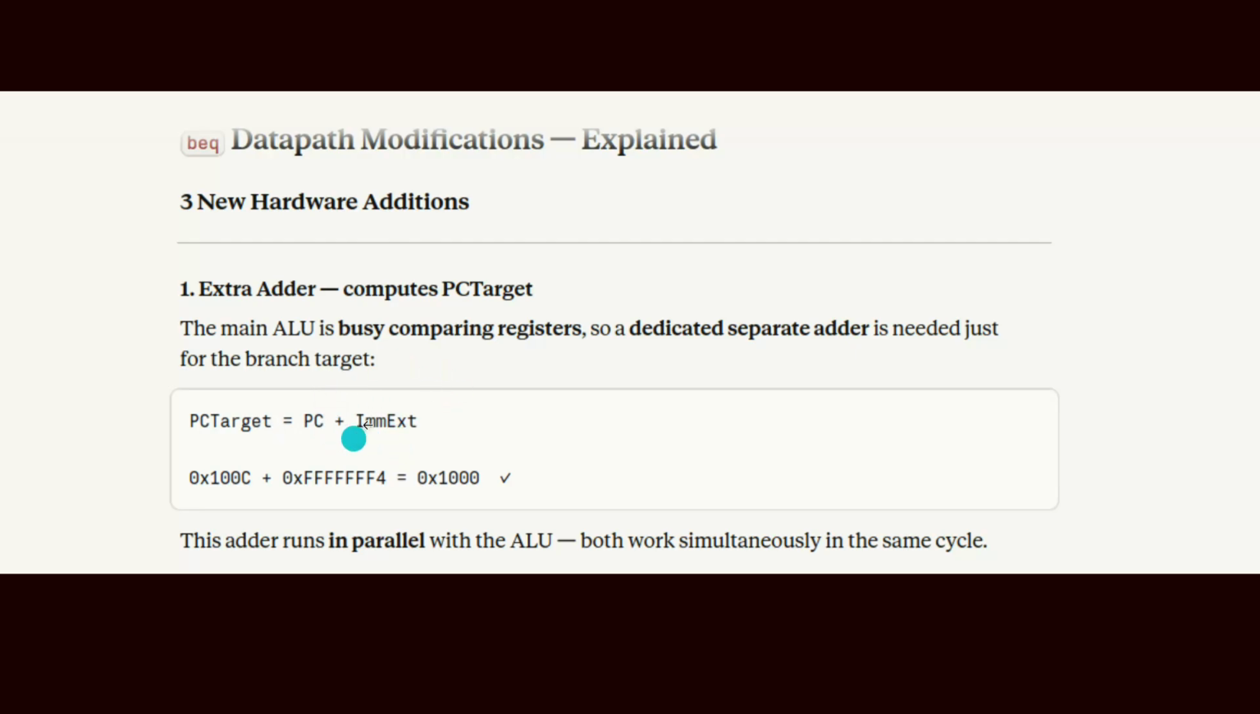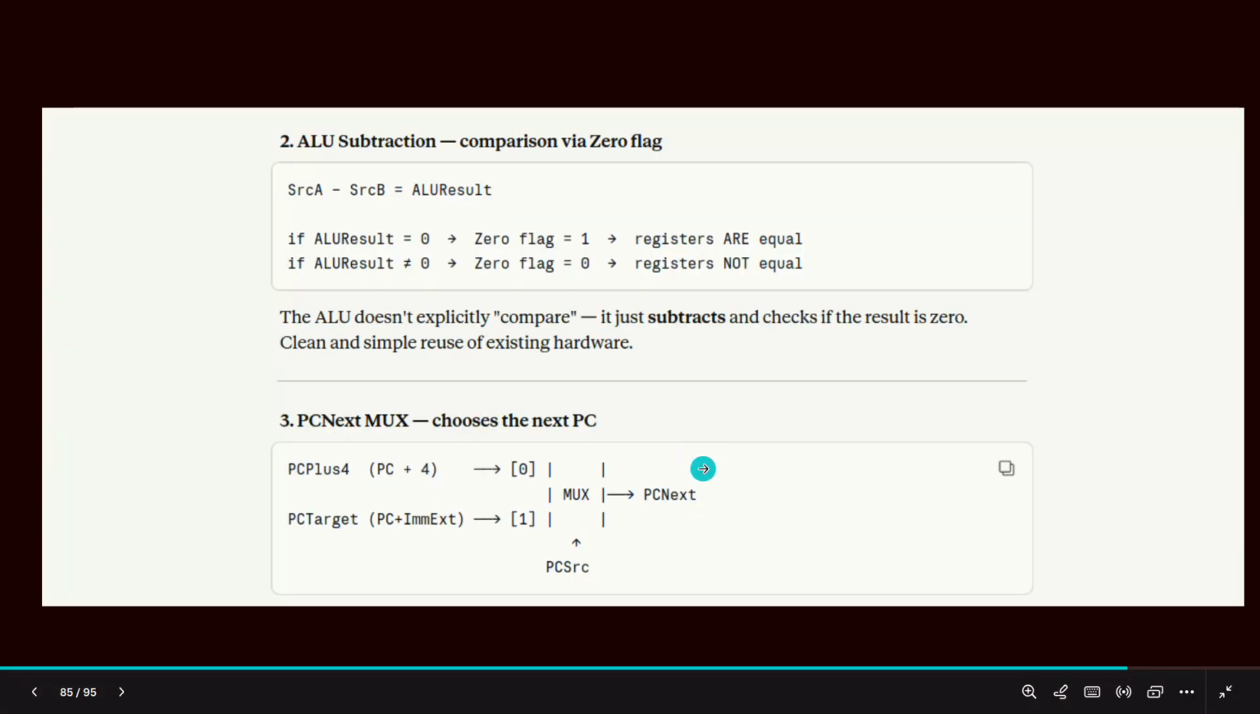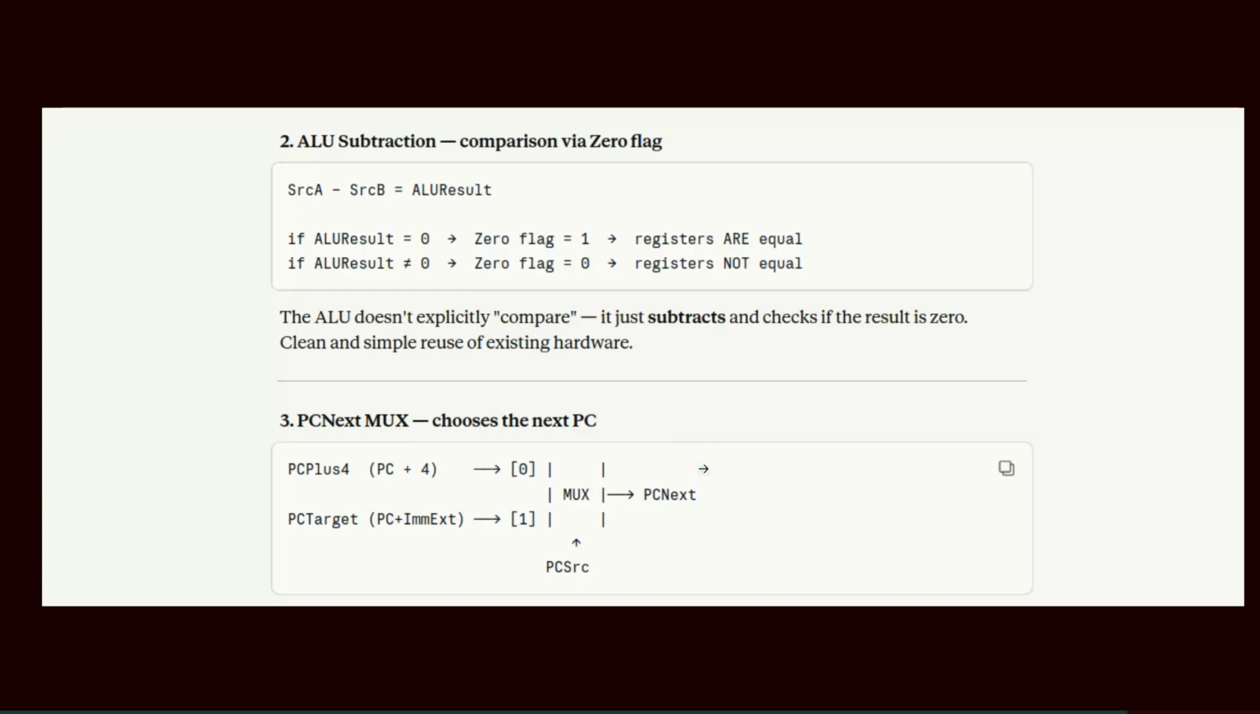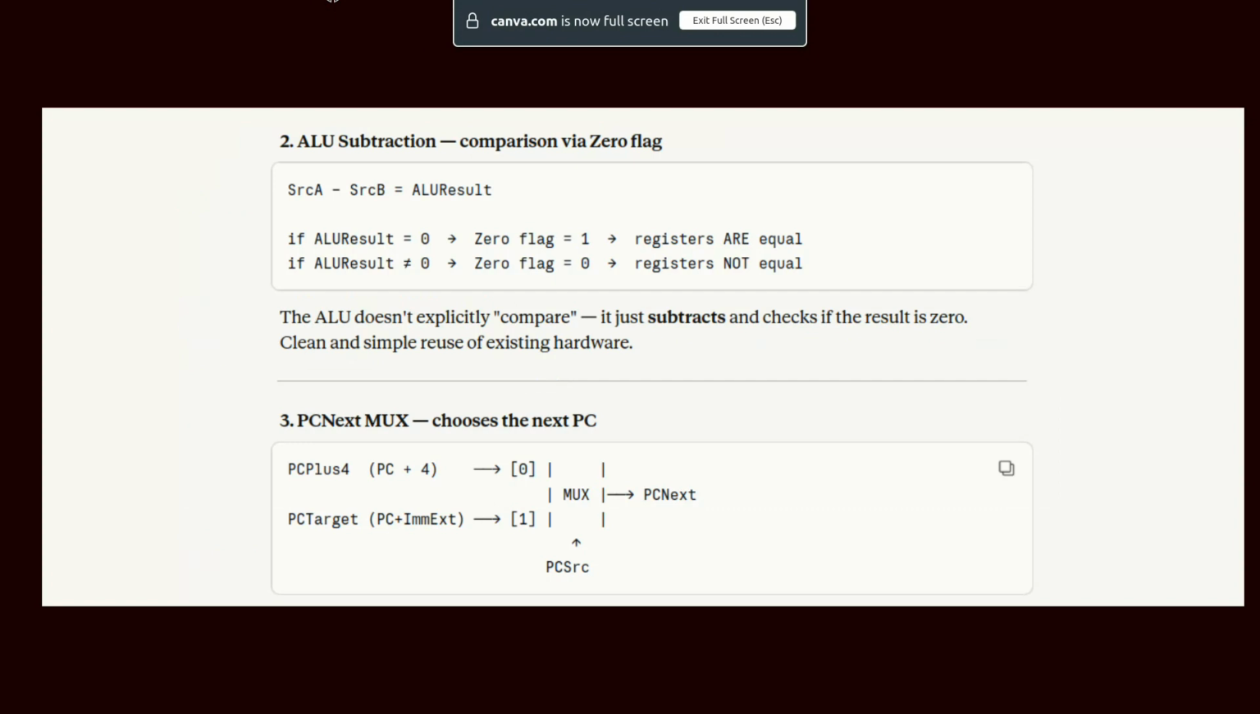In order for this addition to happen, you need an adder, running in parallel with our ALU. You need an adder for addition, and you have the ALU for subtraction. The ALU is used for subtraction, and an extra adder is there for doing this calculation. Now for ALU subtraction, we have already said in the previous video that in the ALU there would be source A and source B. If their difference is 0, the ALU would give a zero flag.